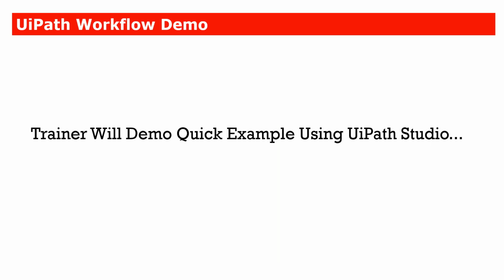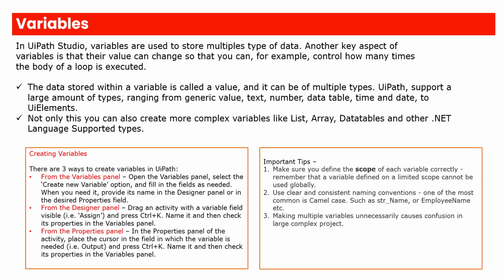So let's quickly move to some more basic stuff: what is a variable and what is an argument. Then I'll go to UiPath Studio and explain how it can be done with some practicals. There is another interview question: how can you create a variable? What are the different ways of creating a variable?